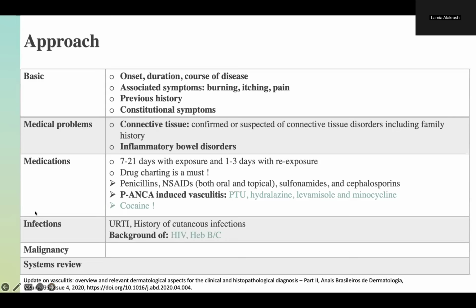And again, as with any other condition, start with the basic things, taking a thorough history, including onset, duration of the disease, associated symptoms, the medical background of the patient. Medication is very important. Always do a drug chart. And ask specifically about common triggers. Rule out infection, malignancy, and don't forget to do your full systems review.